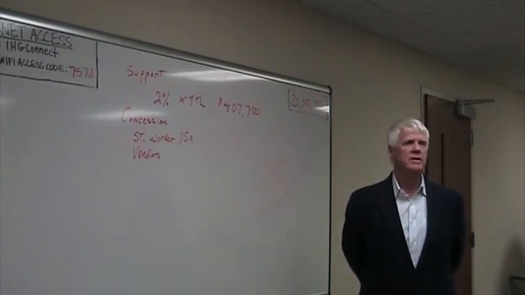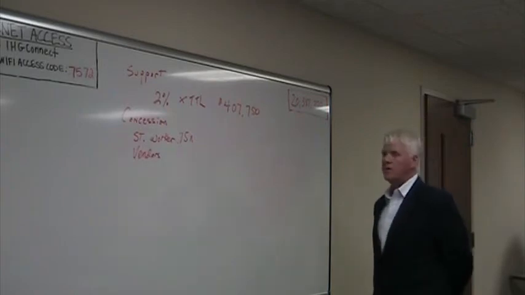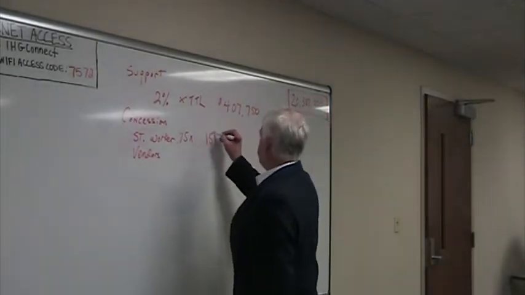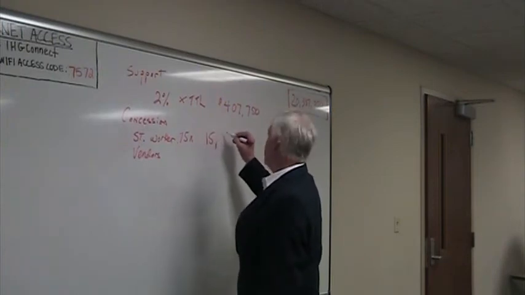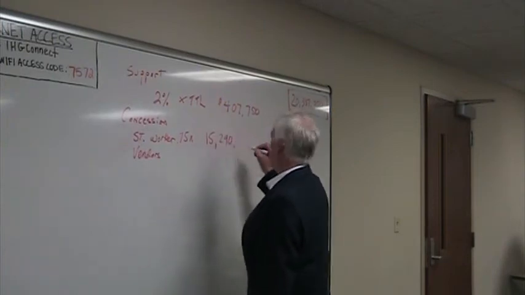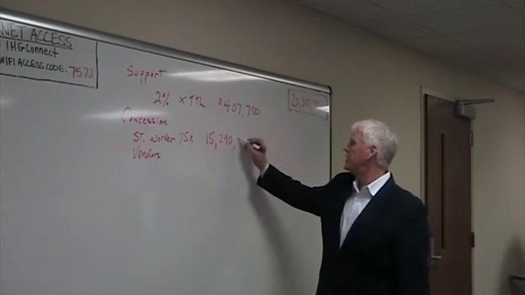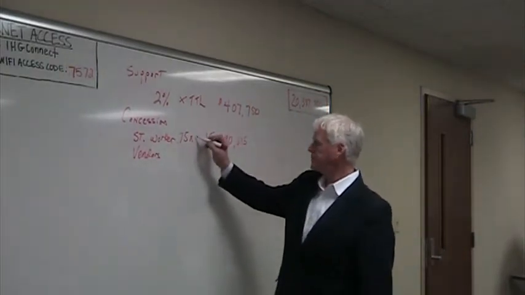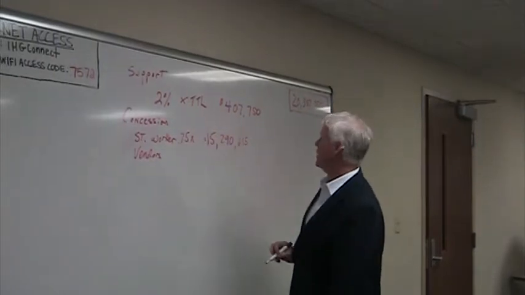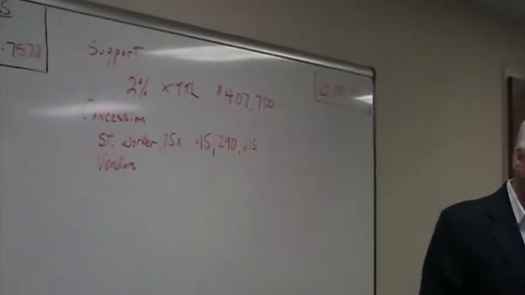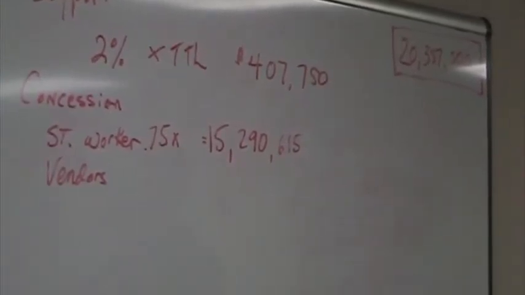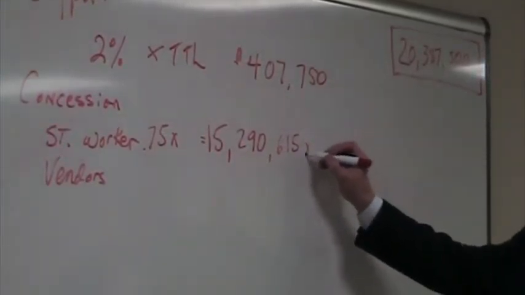75% of 20,387,500. 15,290,625. What are the last three digits? 625. That's the sales. And we're going to pay them 10% of their sales. We're going to budget 10%. So we're going to multiply this times 10%.